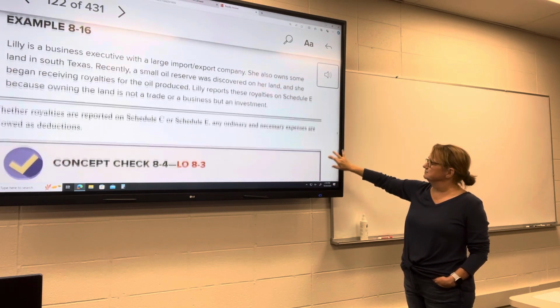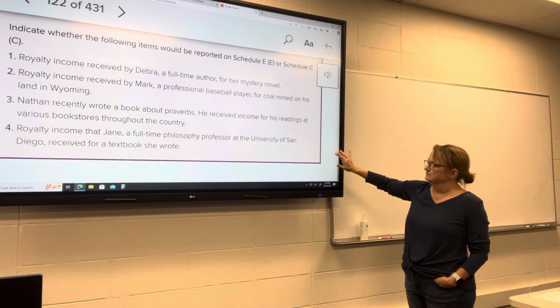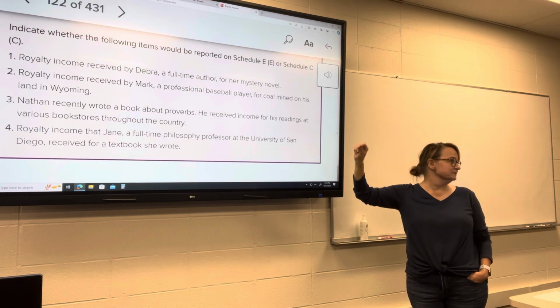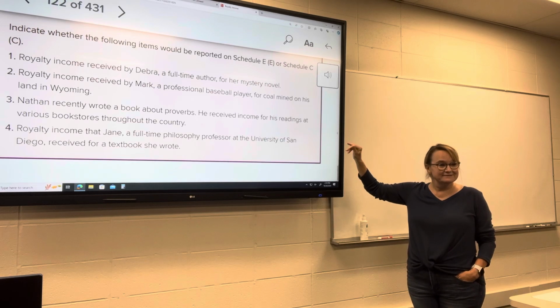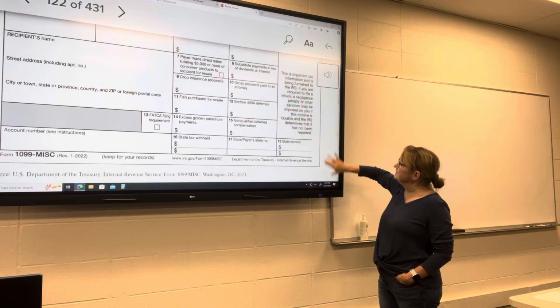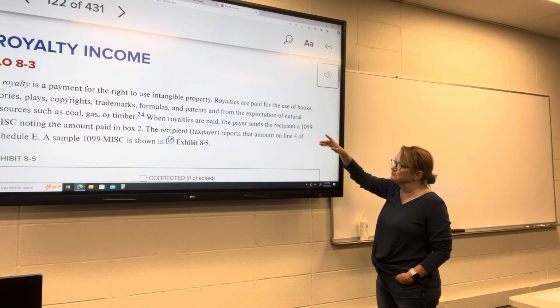So another couple examples there. That's it for royalties. Hey, that was short. Questions about royalties? Okay, so again, it has to do with the right to use some sort of intangible property.